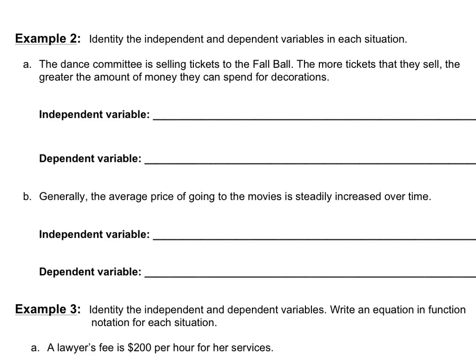Since the amount of money depends on the number of tickets sold, that would make our independent variable the number of tickets, and the dependent variable the amount of money spent on the decorations. So number of tickets sold and the money spent on decorations.